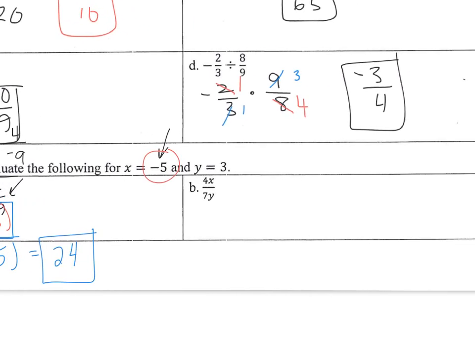And then letter B, it's a fraction, so it's going to be 4 times negative 5 on the top over 7 times y, which is 3. So nothing can cancel out diagonally or vertically right here, so I'm just going to end up multiplying, negative 20 over 21.